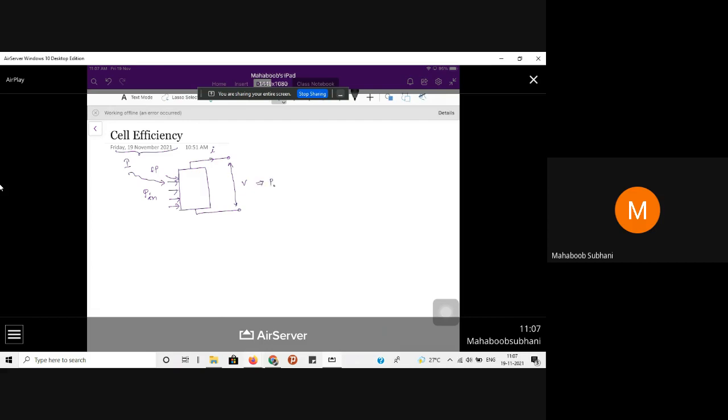That is P naught. And we know the normal efficiency formula: η is equal to the output to the input. So here in our case, that is P naught divided by P in.